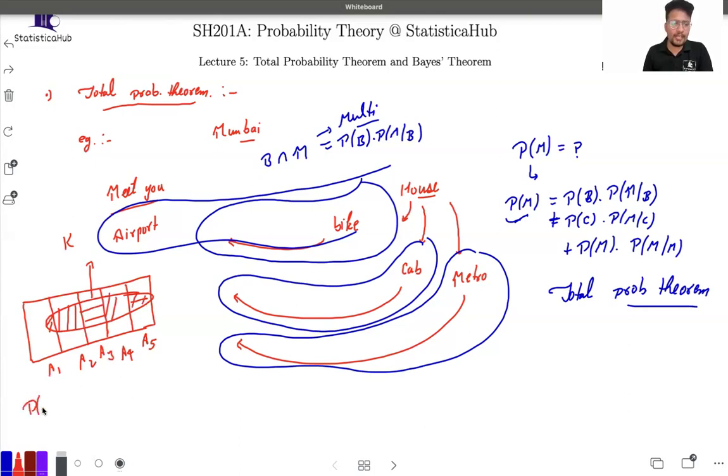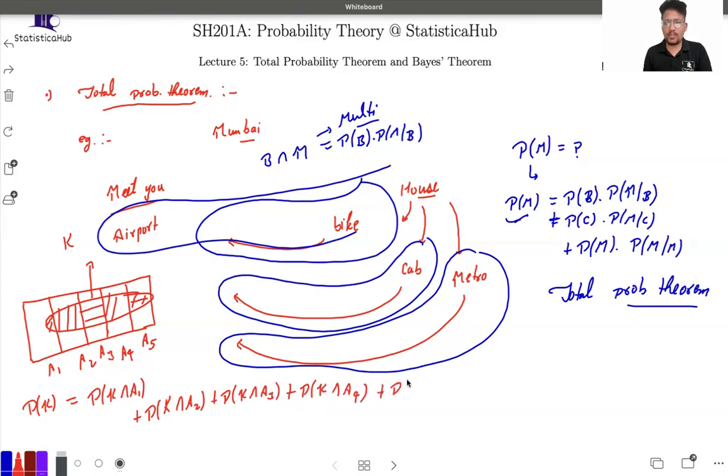So you can see the probability of the event K will be probability of K and A1, plus probability of K and A2, plus probability of K and A3, plus probability of K and A4, and finally probability of K and A5. So that's how we can write the final probabilities. You can have multiple setups like this. This is the concept of the total probability theorem. I hope that makes sense. This is an easy concept and that's how we deal with TPM.